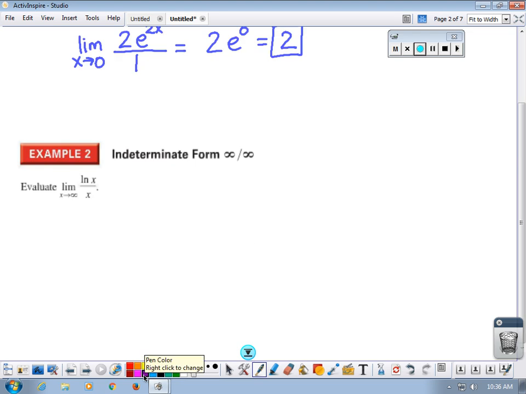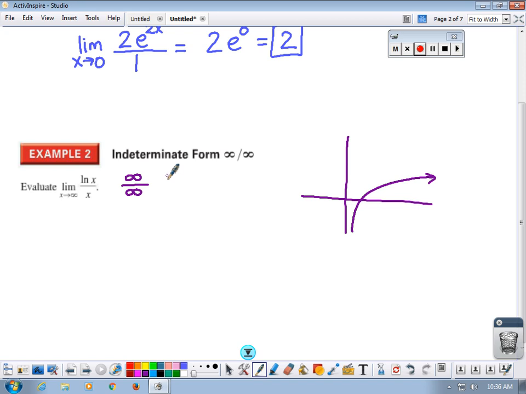Alright, limit as x approaches infinity, natural log of x over x. So think about the natural log of x. As x increases, so does ln of x. So it's going to infinity. And then x itself is going to infinity. So we have an indeterminate form. So we're going to use L'Hopital's rule.